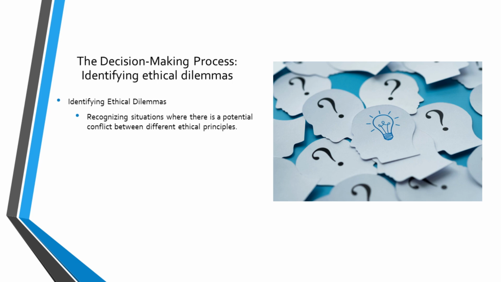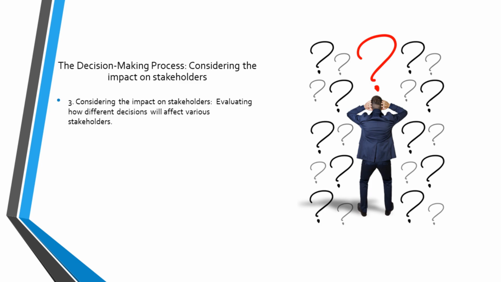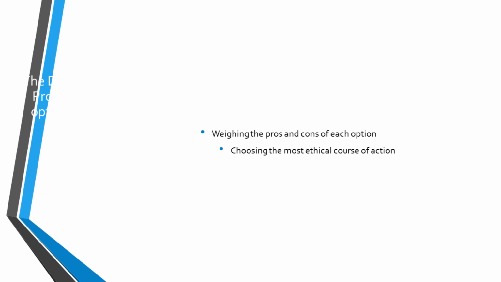The ethical decision making process involves several steps. The first step is identifying ethical dilemmas, where we recognize situations where there is a potential conflict between different ethical principles. The second step in the process is to gather all the relevant information needed to make an informed decision. Let's evaluate how different decisions will affect various stakeholders. We need to evaluate our options by weighing the pros and cons of each one. Then we can make a decision by choosing the most ethical course of action.